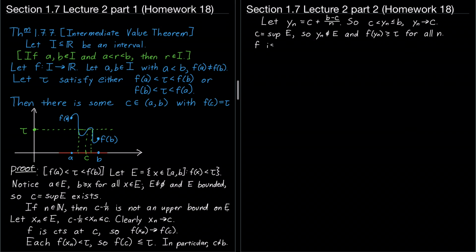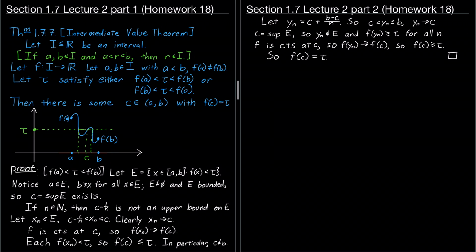f is still continuous at c, so f of yn is converging to f of c, so we must have that f of c is at least tau. And put together, f of c is at most tau and f of c is at least tau, so we get to conclude that f of c is in fact equal to tau. And so f of c is equal to tau for some c between a and b.